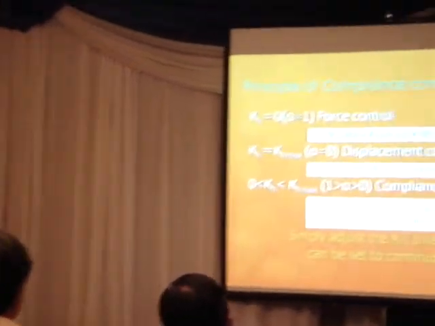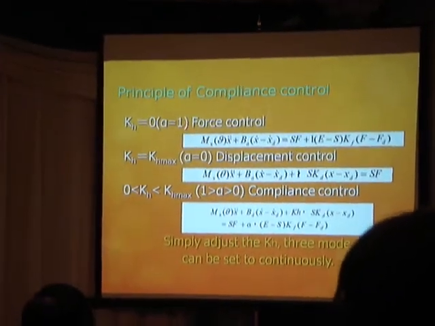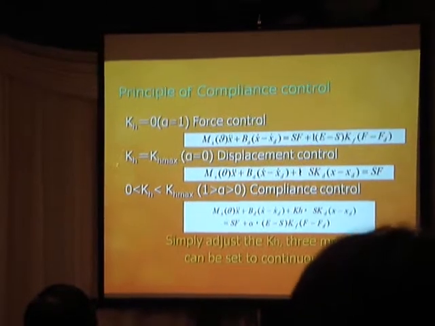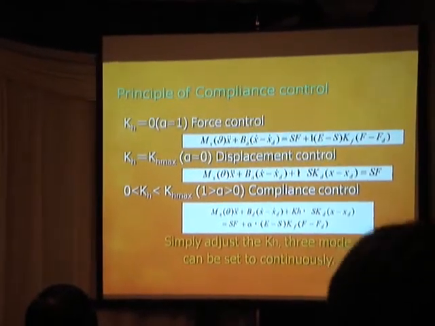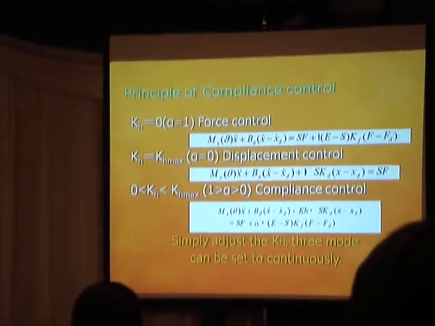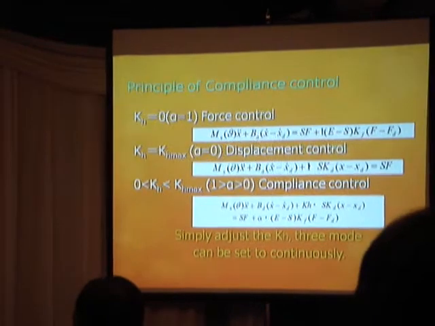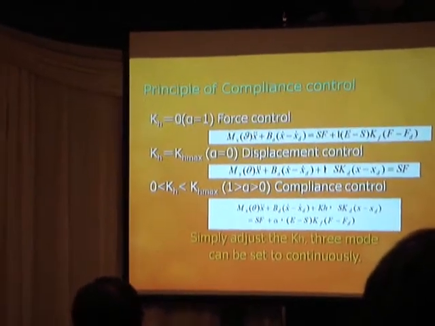Principle of compliance control. If gauge equals 0, then alpha equals 1, which is force control. If gauge equals gauge max, then alpha equals 0, which is displacement control. The values between 0 and gauge max are compliance control. Therefore, by simply adjusting the gauge, the 3 modes can be set continuously.